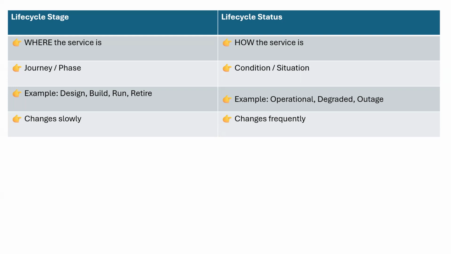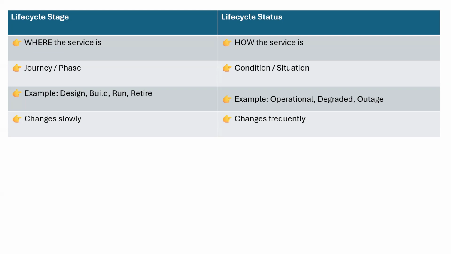Next one, examples of the stages. What are the stages? Design, build, run, retire. What is the meaning of design? It's a planning stage. Design is to be planned. Build is to be development, under development stage. Run is live in the production or active stage.